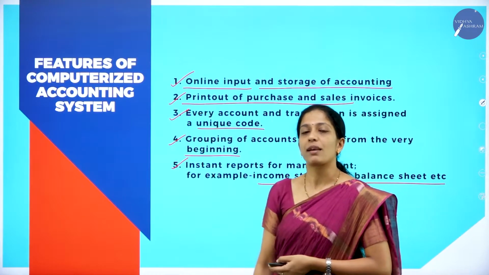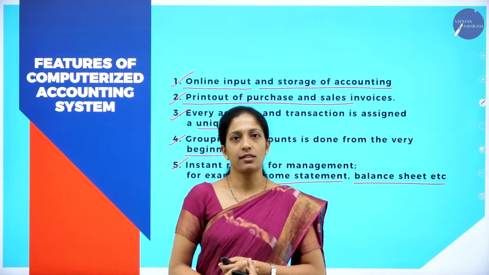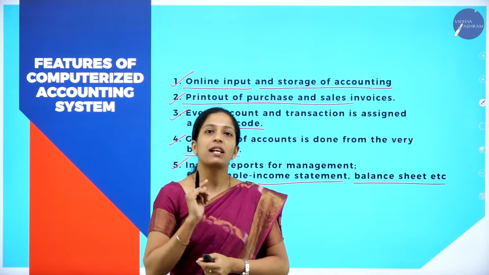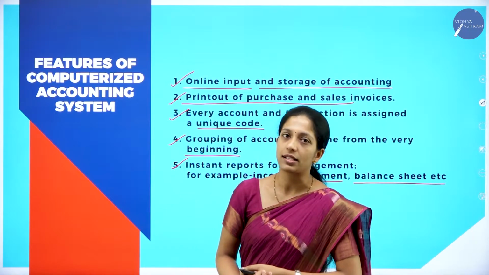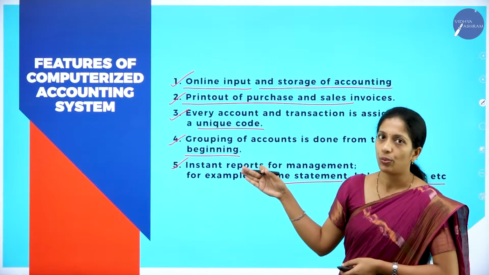For 2 marks they might ask, explain any 2 features of computerized accounting system. And for 1 mark you can expect the same question, explain any 1 feature of computerized accounting system. So you can write any 2 or any 1.